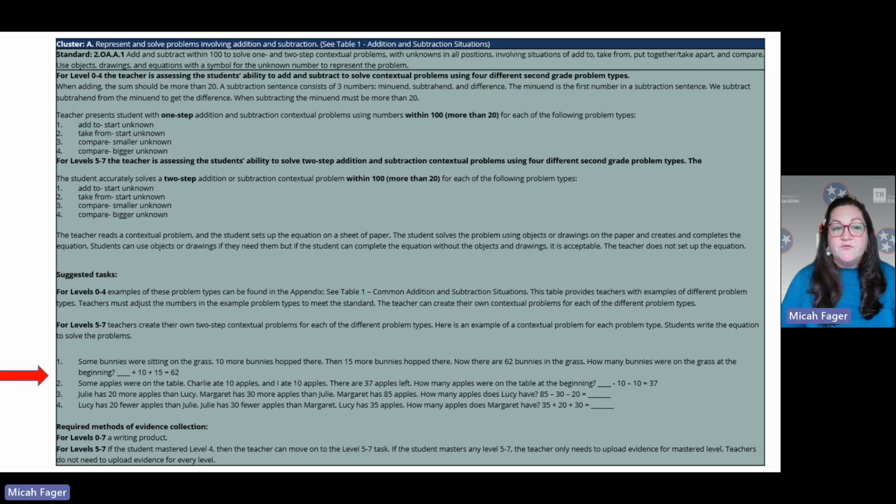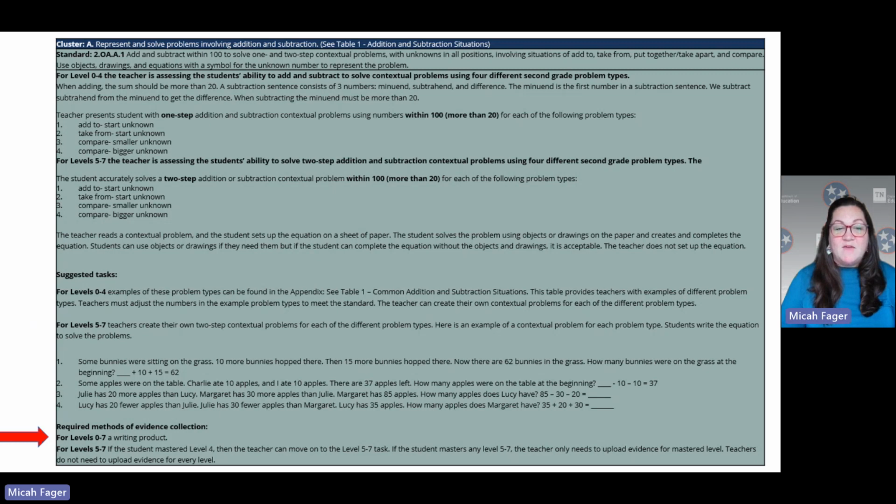Example number 4 is an example of a comparison contextual problem with the bigger unknown. Lucy has 20 fewer apples than Julie. Julie has 30 fewer apples than Margaret. Lucy has 35 apples. How many apples does Margaret have? So again, there are 2 steps that need to be taken for the student to reach the bigger unknown.